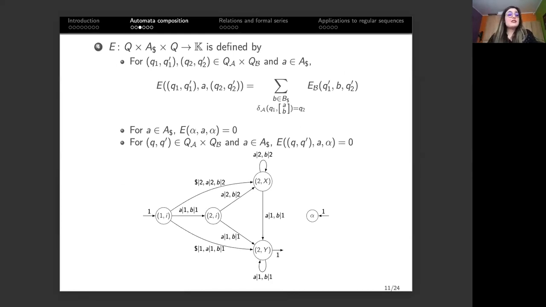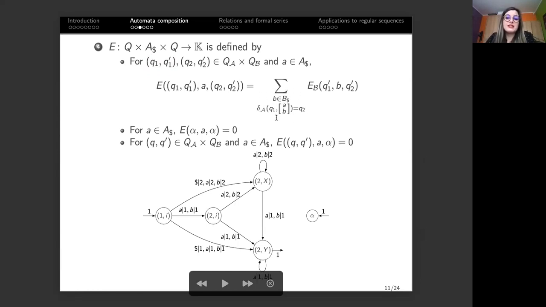Here I'm defining the transitions. The easy step is that nobody can go to alpha, neither alpha itself nor any other state. And I can define the weight of a transition between (q1, q1') and (q2, q2') with the letter a as follows. I will first check all the letters in B ∪ {$}, all the letters that are the images of a between the states q1 and q2. So these are these types of letters.